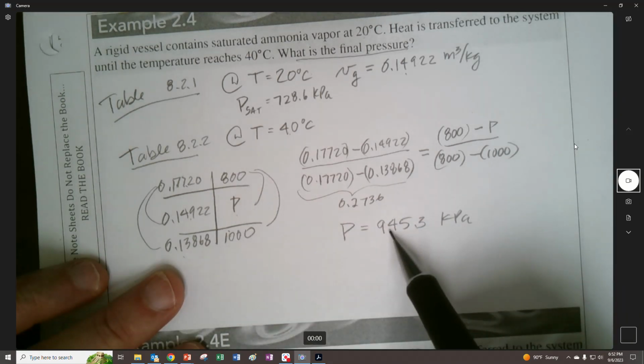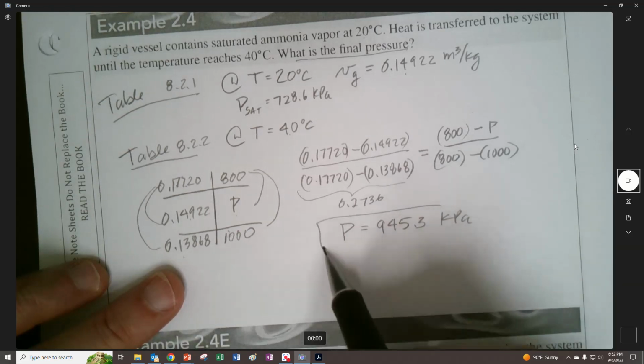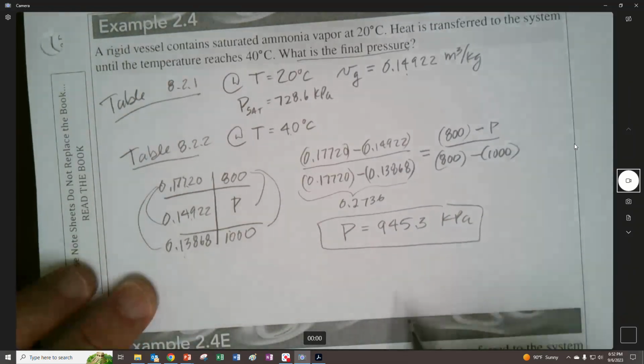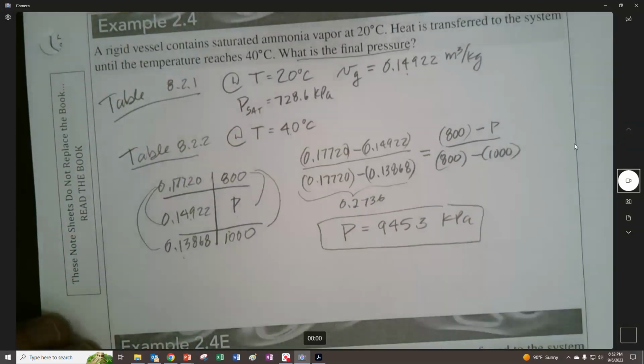I think I got that correct. I looked at that. I think I looked up the answer, and I think that's correct. But there you go. There's the interpolation. It's a little bit of a process.